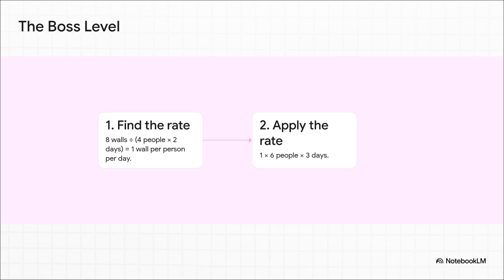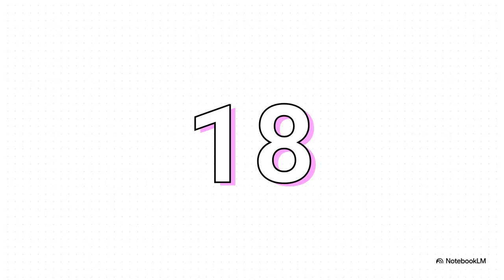So we find that by taking the 8 walls and dividing by the total effort. That's 4 people times 2 days. This gives us a really simple rate of 1 wall per person per day. Now we can apply that to our new situation. 1 wall times our 6 people times our 3 days, which gives us our final answer, 18 walls. See? By breaking it down, even a complex problem becomes totally manageable.